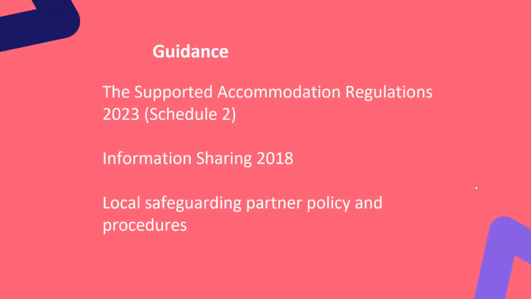So in terms of our guidance, obviously we have the supported accommodation regulations. Earlier I mentioned that information sharing guidance, and I mentioned that that's in consultation at the moment, so it will be updated, so do keep an eye out for that. And obviously thinking about your local safeguarding partner policies and procedures and making sure that you're linking them with those, the procedures that are specified by your local safeguarding children partnership for the area in which that supported accommodation setting is located.